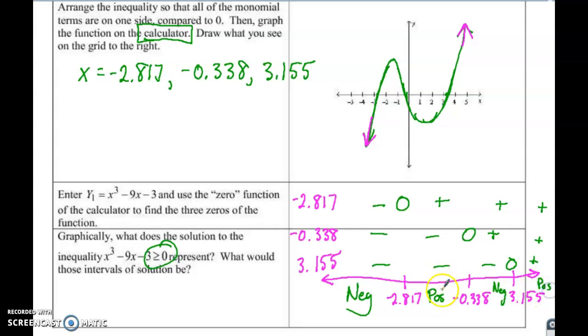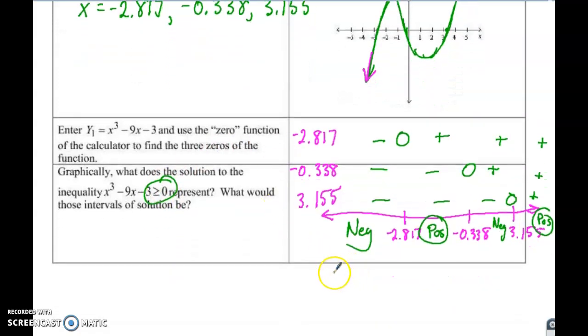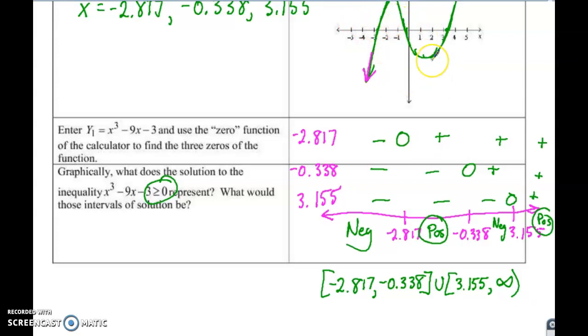So what kind of answers do we want? We want the positive ones, and we also want to include those values. So we would say from negative 2.817 to negative 0.338 union 3.155 to infinity, which matches our graph up here.